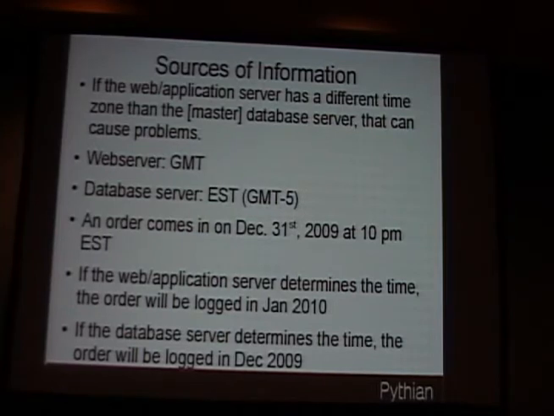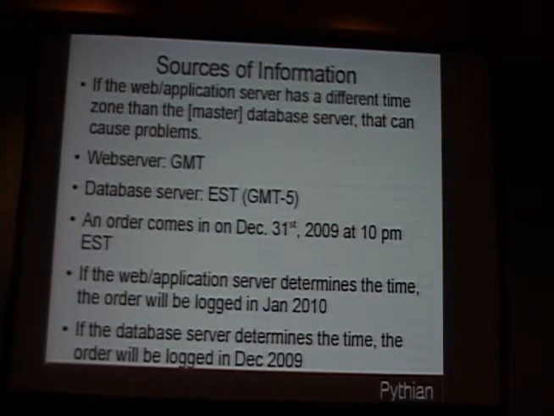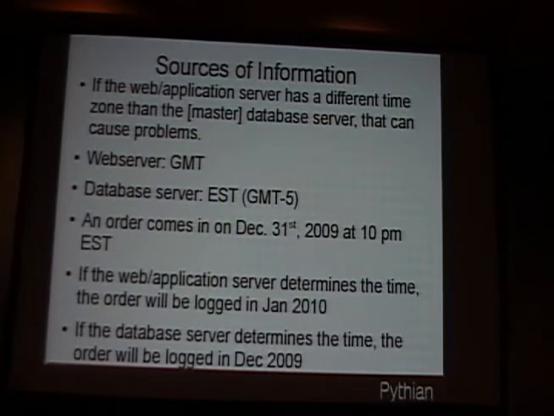What happens also if you have your web server in GMT and you have your database server in Eastern time, which is GMT-5, except for now when it's GMT-4? And an order comes in on December 31st, 2009 at 10 p.m. Eastern. If the web application server determines the time, then the order is going to be logged into January 2010.